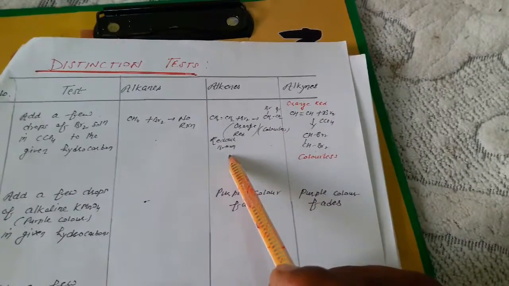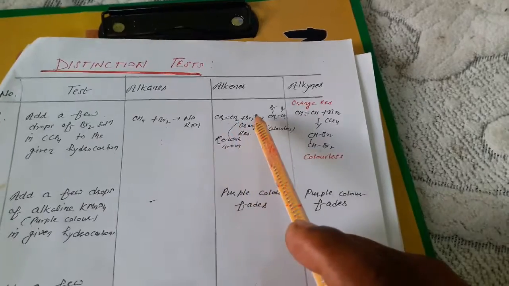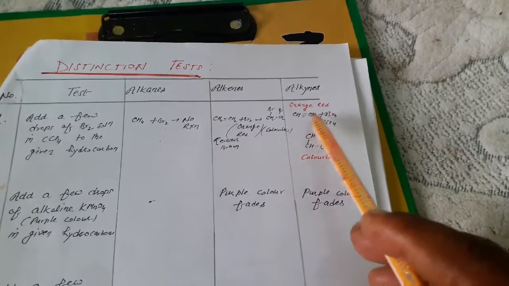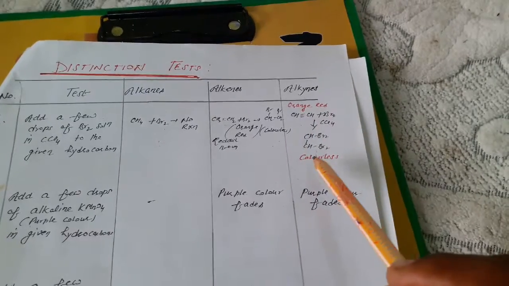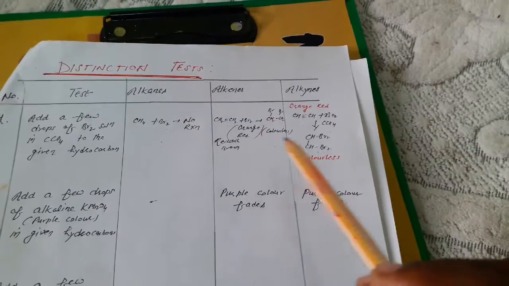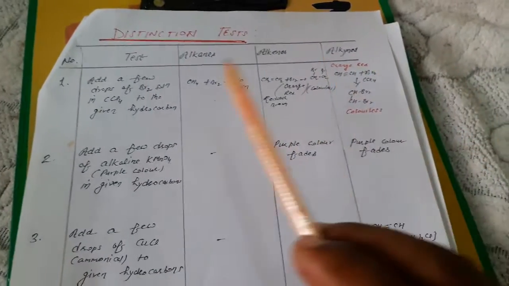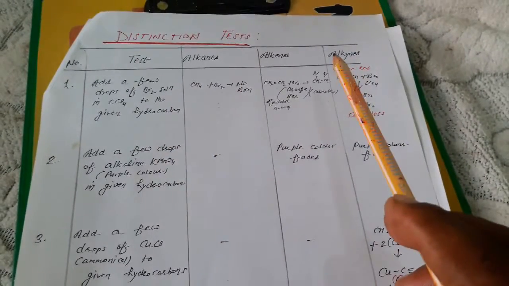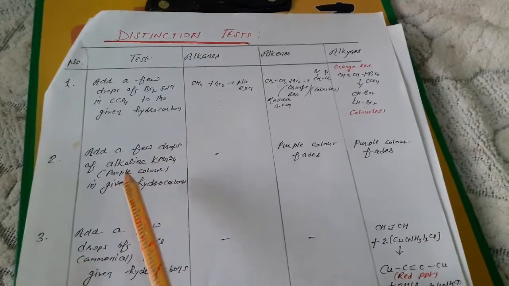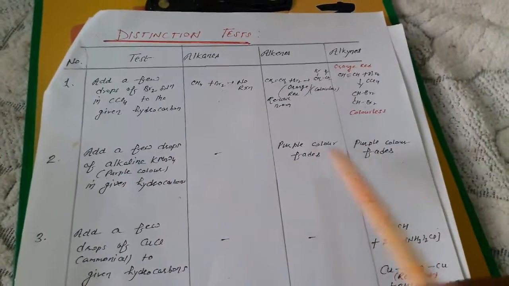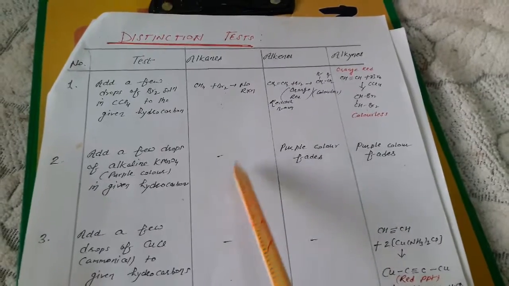So the reddish brown color of bromine is changing to colorless, similar to orange red or reddish brown changing to colorless, because in double and triple bonds addition reactions take place, and with the addition of bromine the color will change. So this is a test to check saturation and unsaturation of a compound. Next is to add a few drops. This is again a test for saturation and unsaturation, because there is no change with the alkanes.